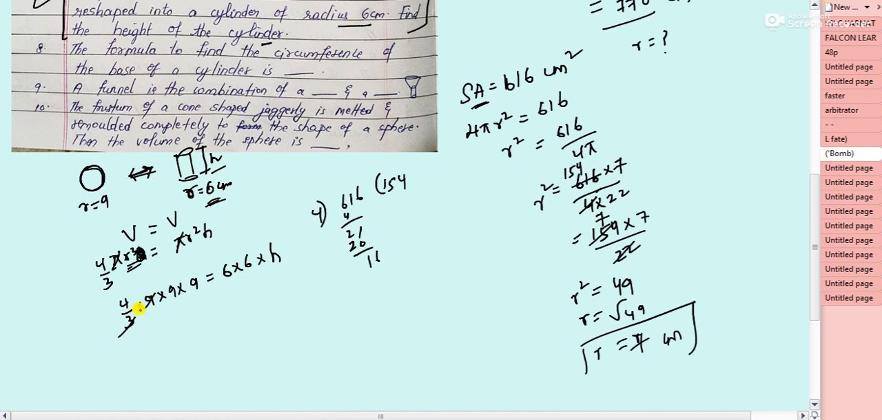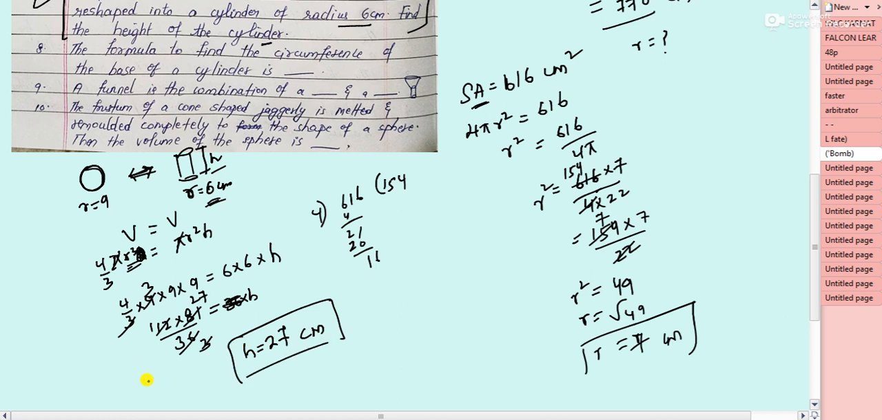So on solving this you'll get 9, 3 3s are 9, isn't it? So 4 3 is a 12 into 9 9 is a 81, which is equal to 36h. So bring this 36 to this side, it will be written like this. So 12 1s are 12, 12 3 is a 36, 3 1s are 3, 3 27s are 81. So h is how much? 27 centimeter. Height of cylinder is 27 centimeter. I hope it's clear.